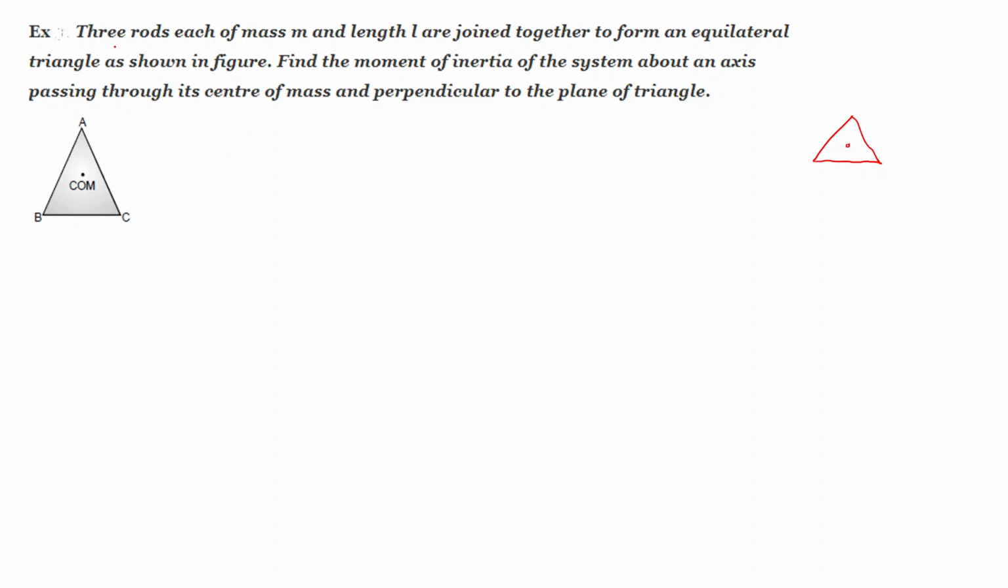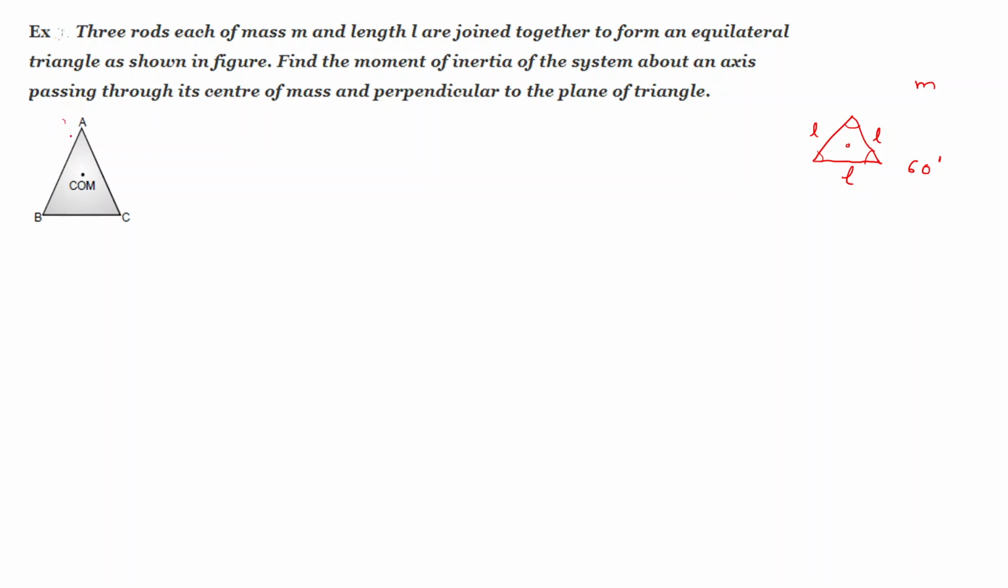Anyways, moving on to our question. Three rods of mass m and length l. They are all of length l and mass m, and form an equilateral triangle. The sides are the same, the lengths are the same, so that means it is an equilateral triangle. And also we know that if it is an equilateral triangle, all these angles are the same and all these angles are 60 degrees, right? Because the total inside a triangle should make 180 degrees. So there are three angles, which means each is 60 degrees. Find the moment of inertia of the system about an axis passing through its center of mass and perpendicular to the plane of the triangle.